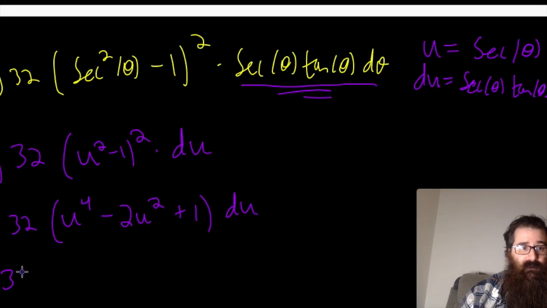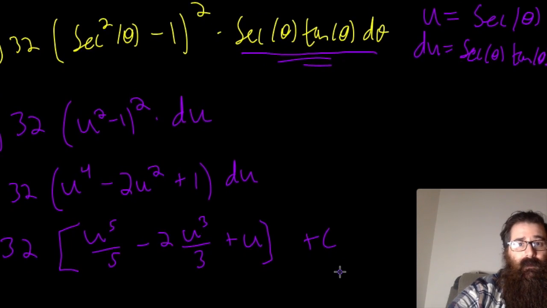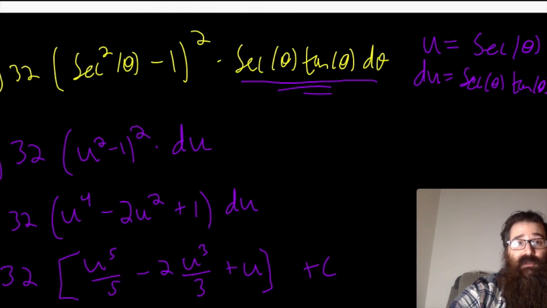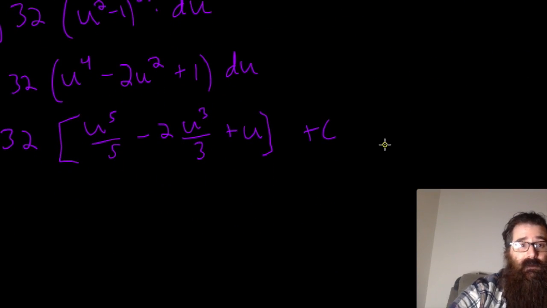We'll say 32 comes along as the coefficient. But if we integrate u to the 4th, we get u to the 5th over 5. Minus 2, we integrate u squared, gives us u cubed over 3. And then here, if we integrate 1, gives us u. And then don't forget that constant of integration. But now we can back substitute. We said u was secant theta. So we're going to back substitute.